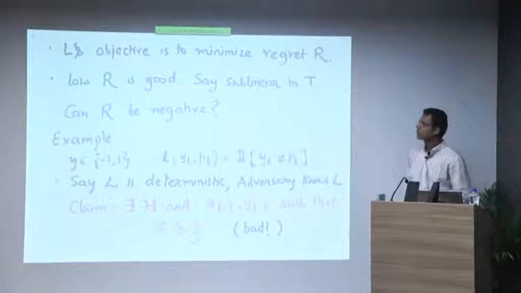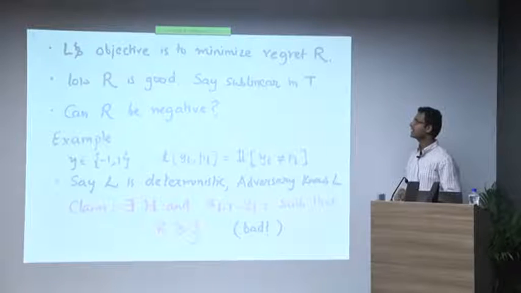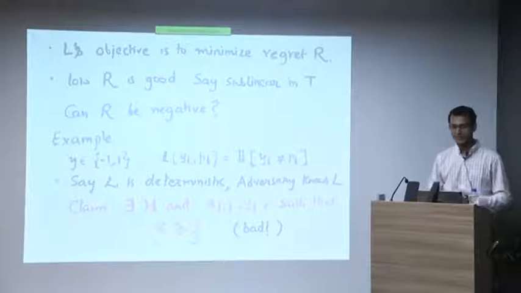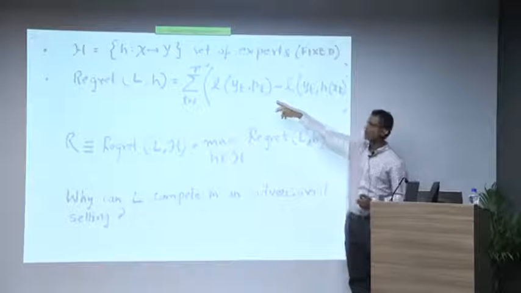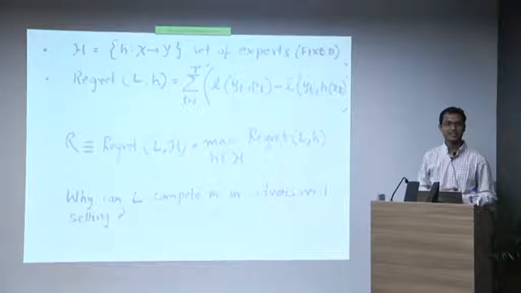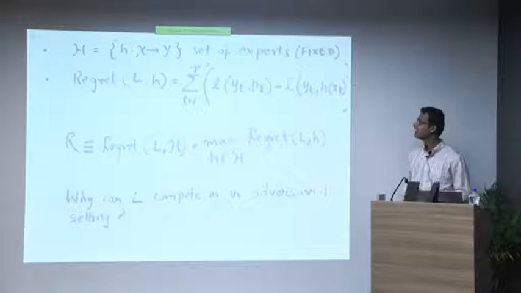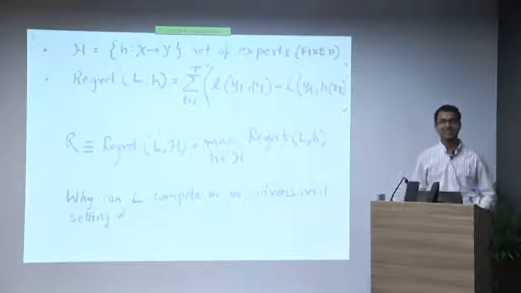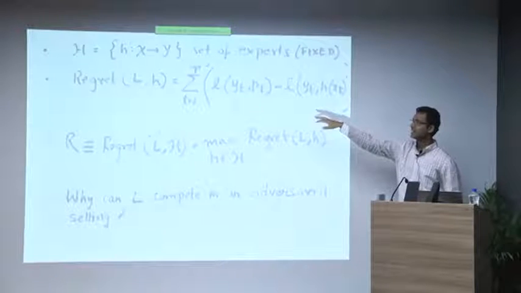Okay. So L's objective is to minimize regret. Low regret, a low R value, is good, and sometimes, for example, we may want it to be sublinear in the number of rounds. You can ask, can regret be negative? Given just these 2 slides, a learner is there, picking some predictions. Do you think this can go negative? What do you think? Let's say the learner just picks one expert at the beginning of time and just copies that expert's predictions. Then do you think that learner's regret can go negative or not?